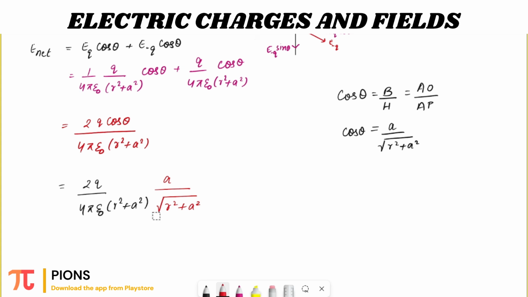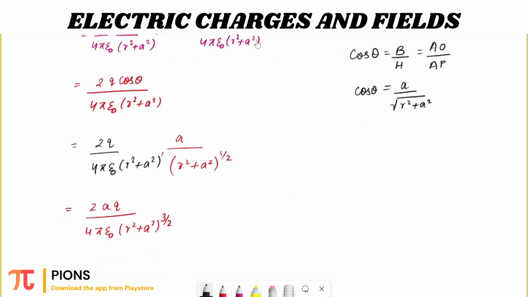Now this root under r square plus a square, we can rewrite it as r square plus a square power half, because root is half. Here the power is half and here the power is 1. When you multiply both, the powers will add up. And that will be 4 pi epsilon naught r square plus a square whole power 3 by 2. Now that will not be our final expression. We'll just make a slight change over here.